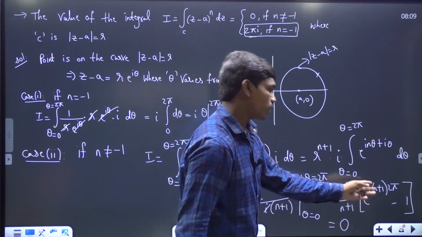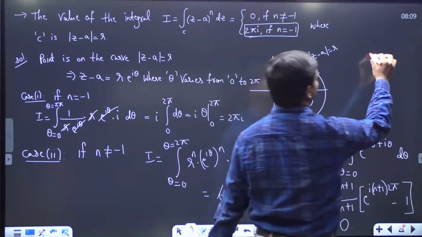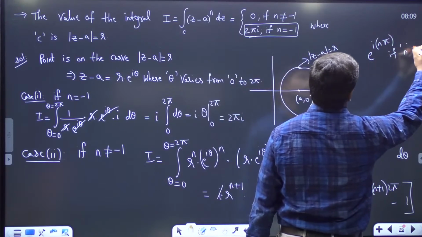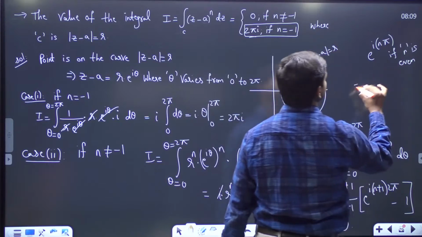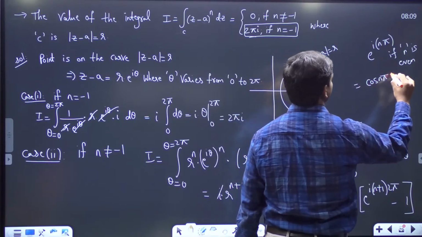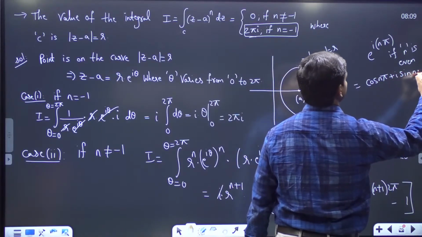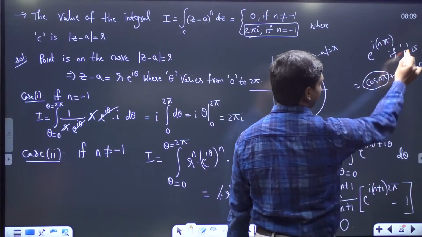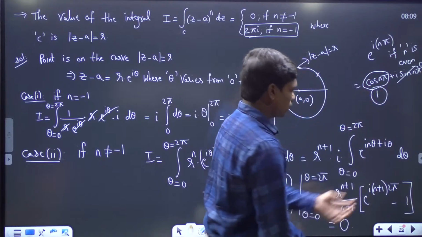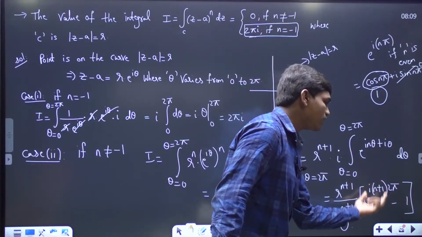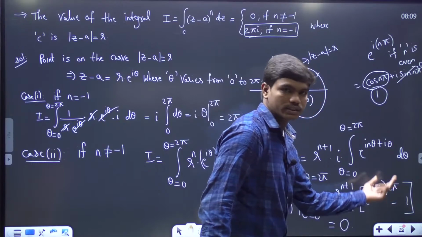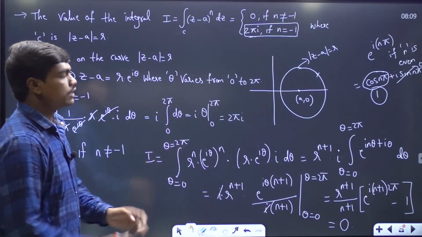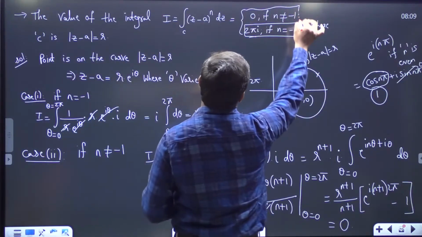So this is 0 because this is e power i n pi. I want to tell you one thing: if n is even, then this can be written as cos n pi plus i sin n pi. And this sin n pi is 0 for all integral multiples of pi. And this cos n pi, if n is even, has the value 1. So as long as this is an even number, this value of e power i into (n plus 1) into 2 pi is 1. So 1 minus 1 will give you 0. So the answer is 0 if n is not equal to -1, which supports this case.